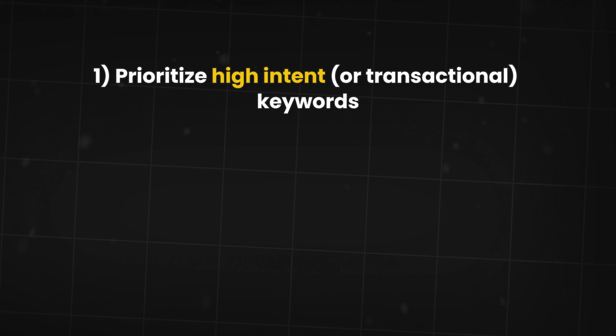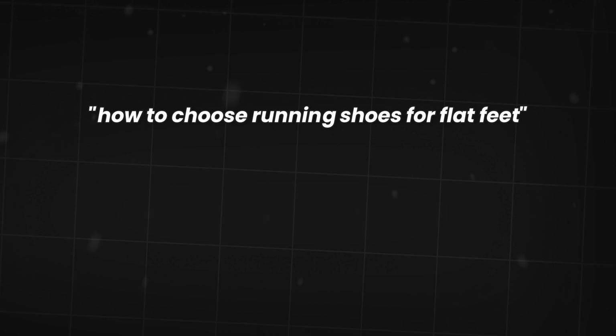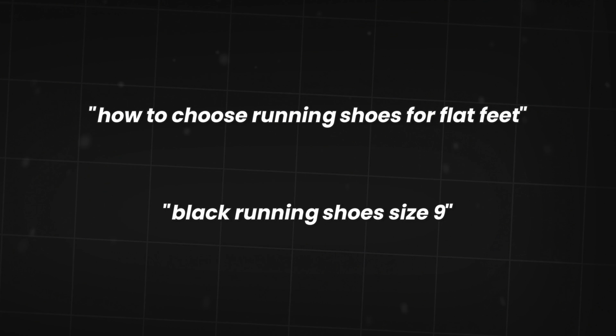Number 1, prioritize high purchase intent or transactional keywords. Profitable keywords come from users who are ready to take action. For example, if a user searches for how to choose running shoes for flat feet, they likely have informational intent. They are researching and comparing options, not necessarily ready to purchase right now. On the other hand, if a user searches for black running shoes size 9, they clearly have commercial intent, they know what they want, and they're looking to buy.